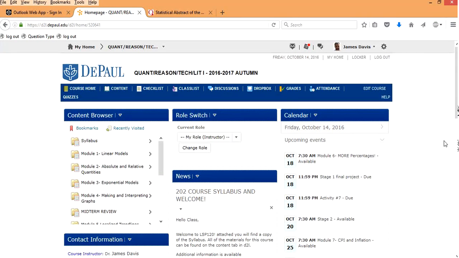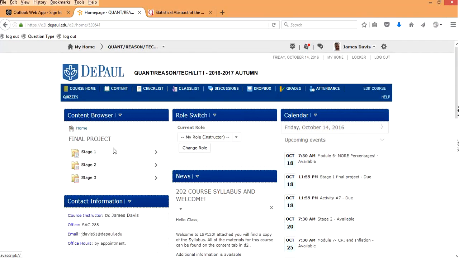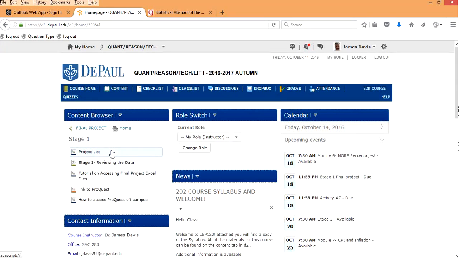So the first thing you're going to want to do is log into D2L and navigate your way to the final project links. So the final project in this class is going to model the basic processes of science.